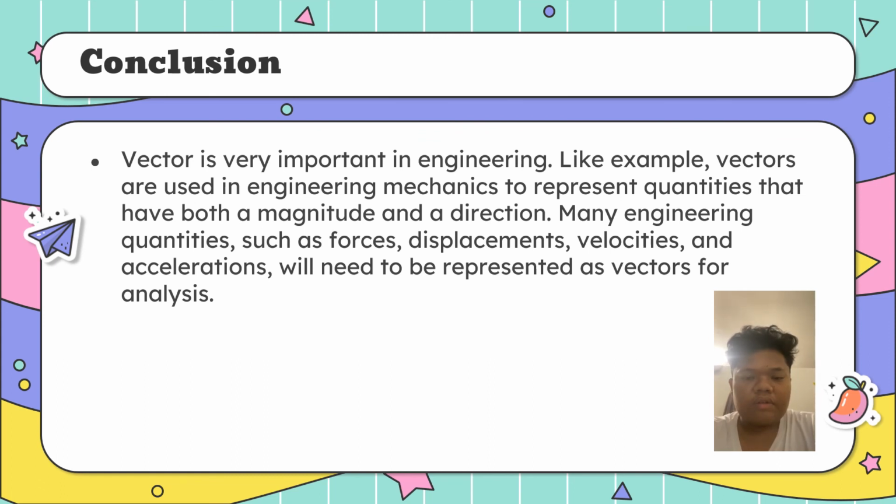The conclusion of this topic is vector is very important in engineering. For example, vectors are used in engineering mechanics to represent quantities that have both a magnitude and direction. Many engineering quantities such as force, displacement, velocities and acceleration will need to be represented as vectors for analysis. That's all from me. Thank you.